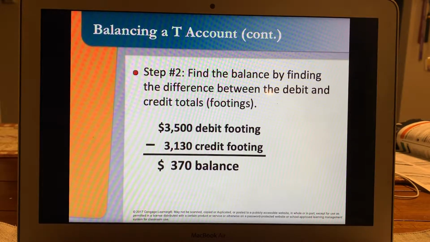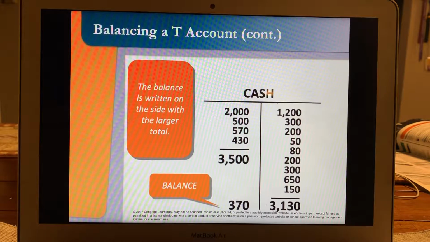So step number 2, find the balance by finding the difference between the debit and credit totals, or the footings. So debit is $3,500 minus the $3,130 credit, and the balance is going to be a $370 balance. So that goes on the left side. Now, if there was a balance on the right side or a credit side, meaning you owe money, then you would have a footing or a balance on the right side. But in this, most of the times, you'll have a cash balance that's going to be on the debit side. Okay, you never want to have negative cash.